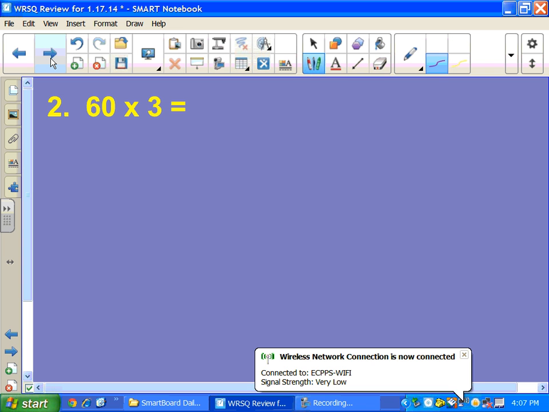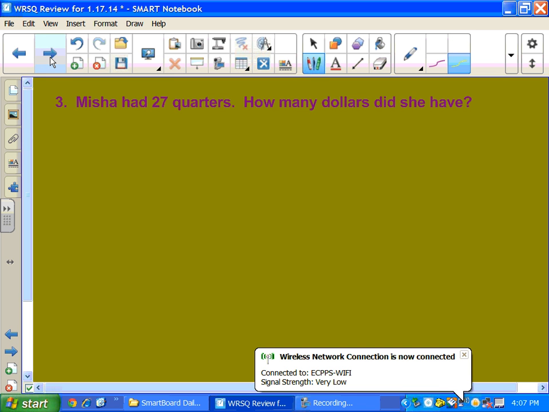All right, let's take a look. This is multiplying with a multiple of 10. I'm jumping for joy because I can multiply by multiples of 10 very easily. I want to look at this just like I'm doing 6 times 3. I know 6 times 3 is 18. So therefore, multiplying by 60, 60 is 10 times the amount of 6. So 60 times 3 would be 180. All right? Moving on.